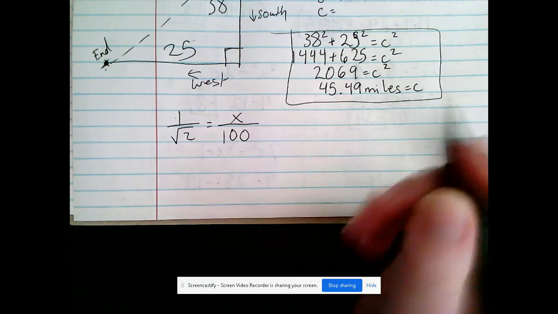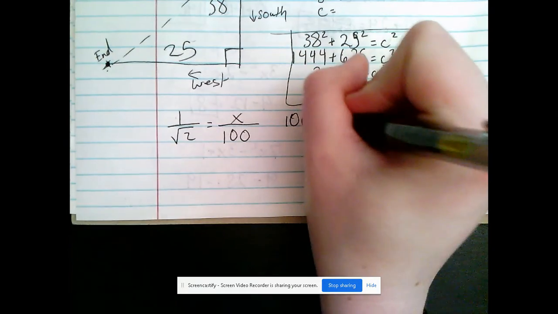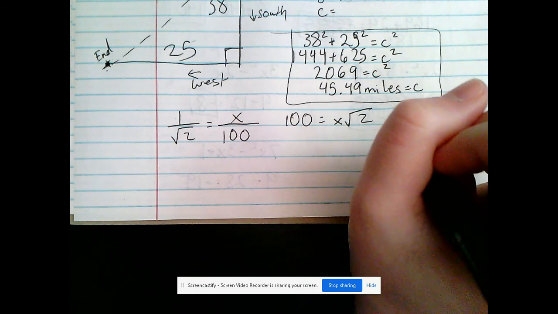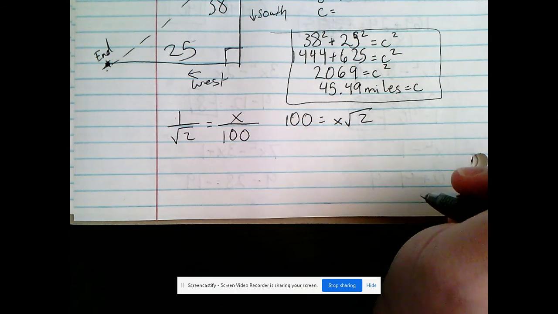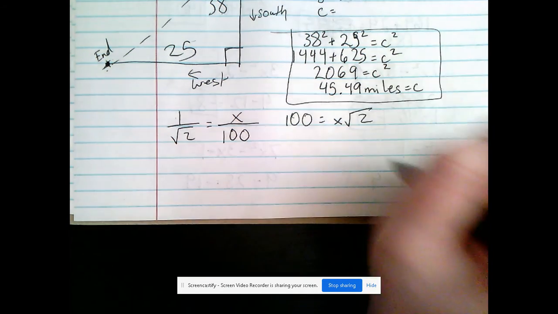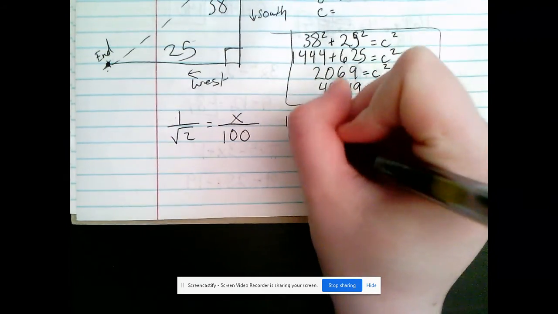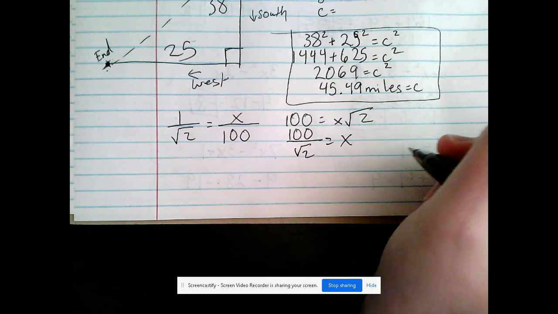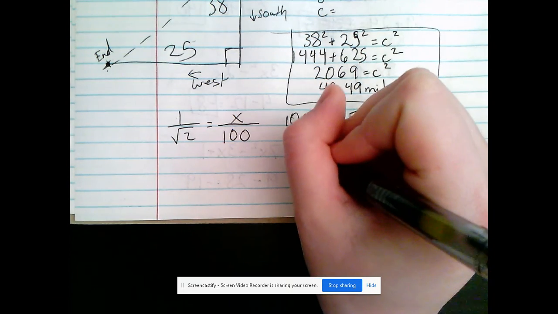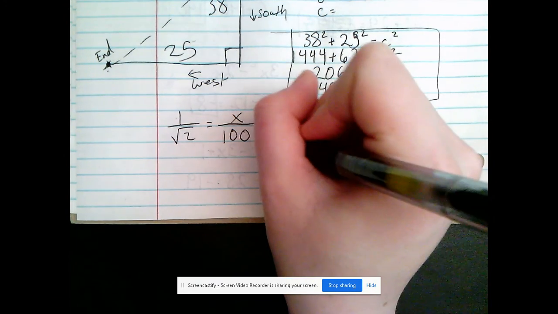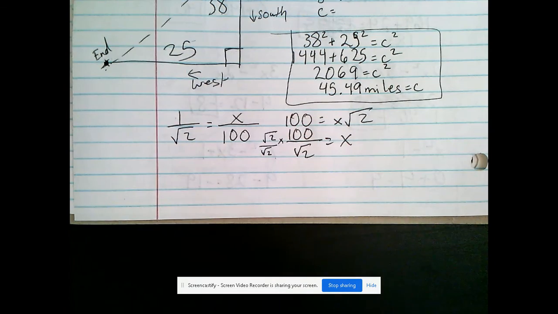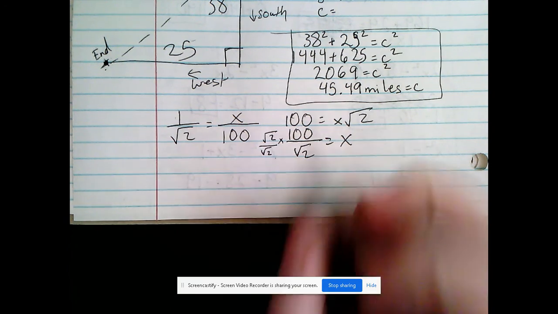So we're going to cross multiply. So we have 100 equals x root 2. We're going to get x by itself, so we're going to divide both sides by root 2. So we end up with 100 divided by root 2 equals x. Now in order to get rid of the root 2 on the bottom, we're going to multiply both the top and bottom by root 2. Again, we're changing the appearance, we're not changing the value.